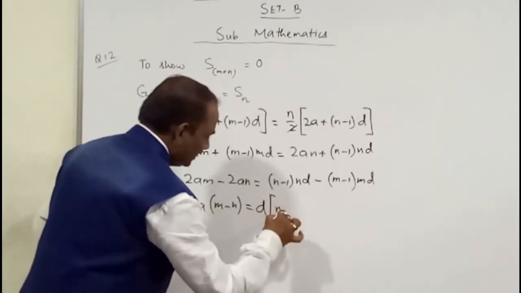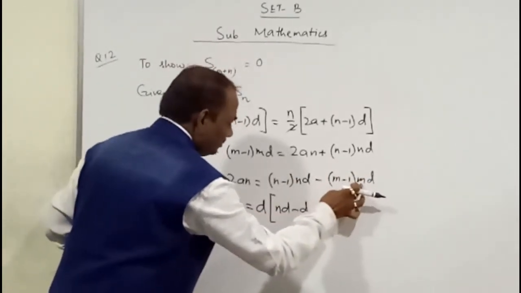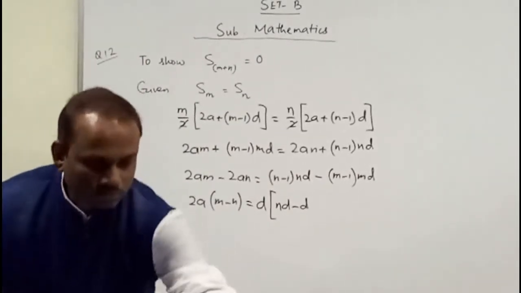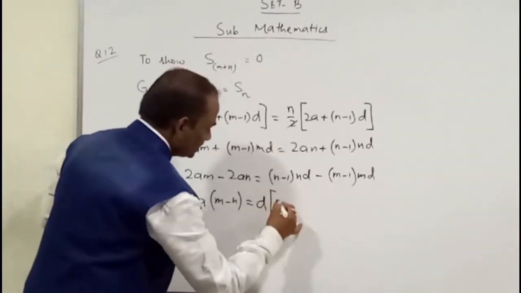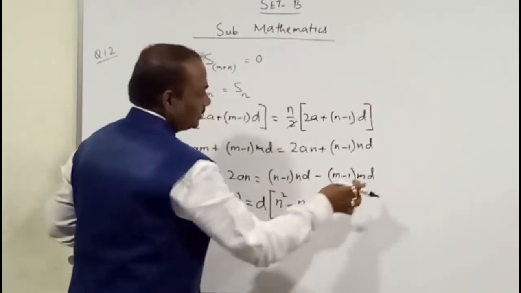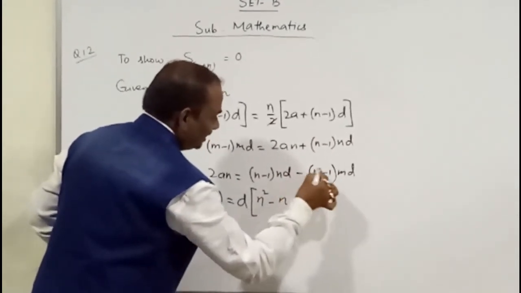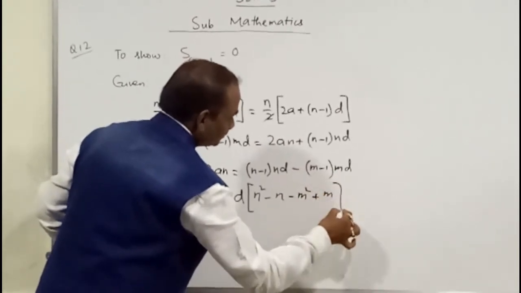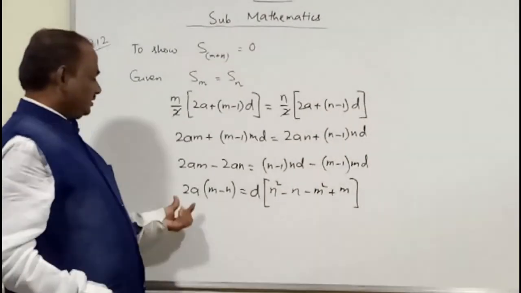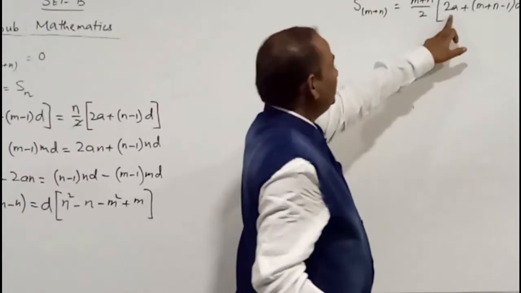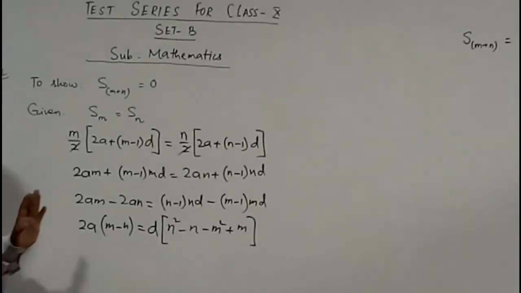If I open the bracket, I get nd minus d, and here d comes out common. Since I have taken d common, I multiply with n, so it is n square minus n. I am taking d common, so I multiply this with m, so I get minus m square plus m, since m into 1 is m. So I come to this conclusion. Now students, I can see that 2a is the requirement over here. So if I find 2a in terms of something, then my job will be done.